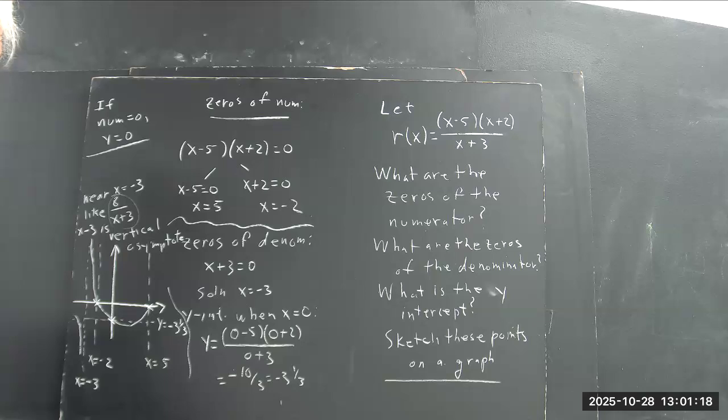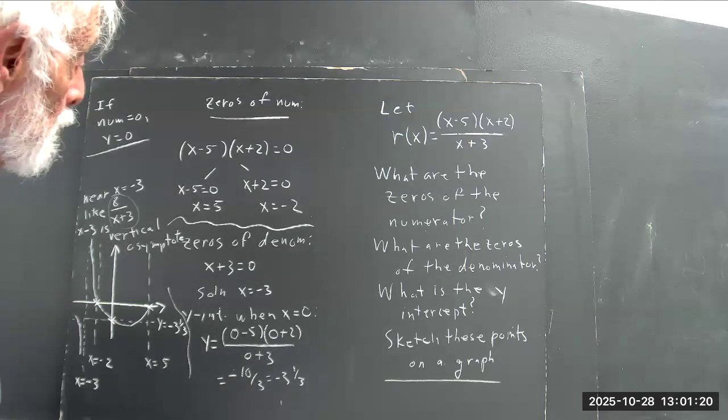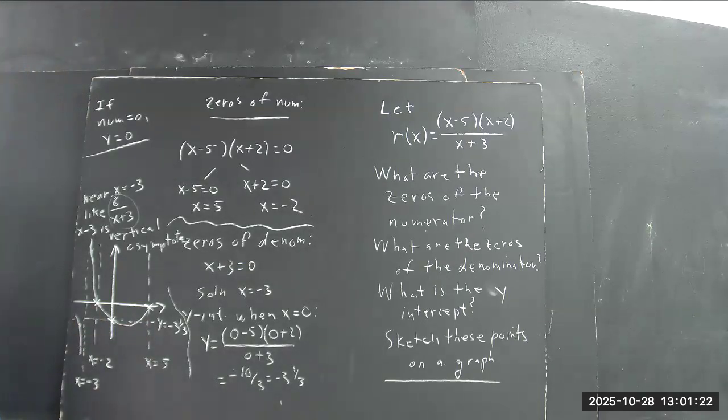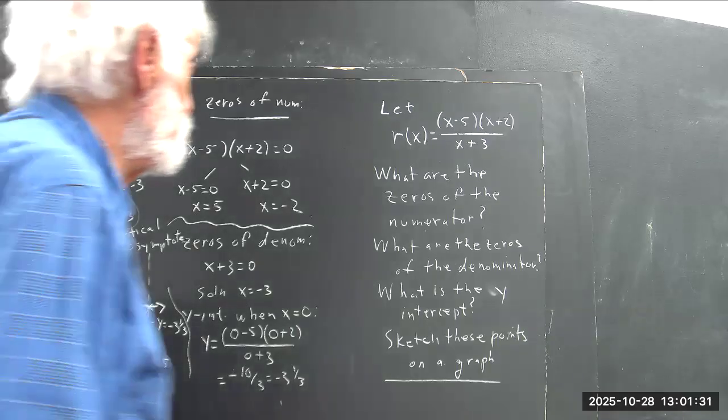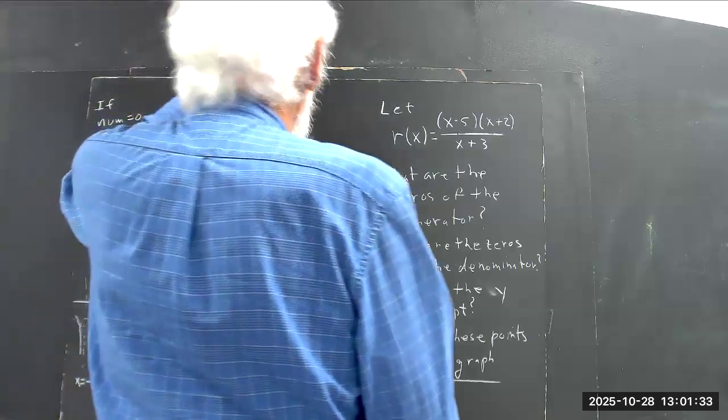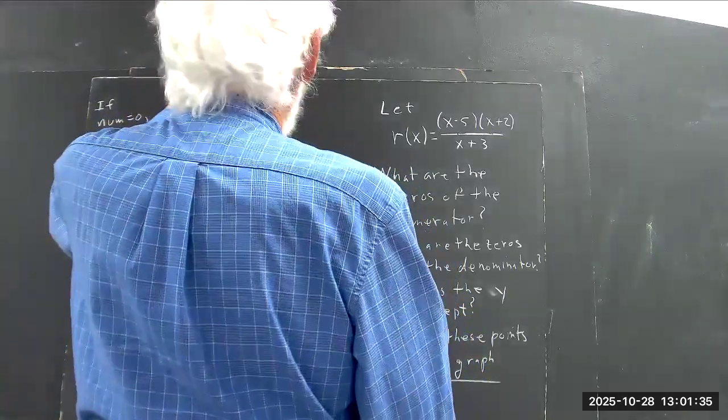Okay. Now there's more to it. There's what you call a slant asymptote. So I'm going to calculate that, but that's easy because you know how to do long division. Okay. So far we've got this.